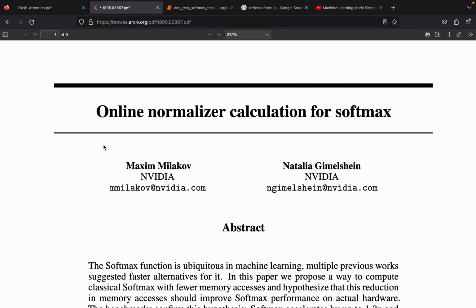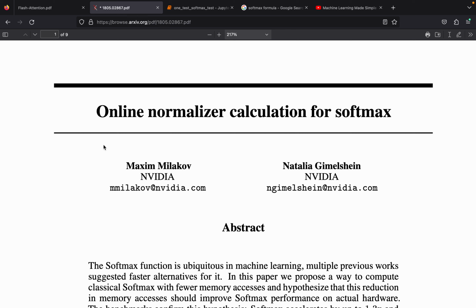Basically, if you want to calculate the softmax for a given array, we need to know the maximum element, and we need to go through the elements one by one, take e raised to whatever the element is, and sum it up, and then we come to know the denominator. Only once we know that will we be able to calculate the softmax of the given input array, right? But this paper shows how we can calculate it even without going through all of the elements at a time, right?